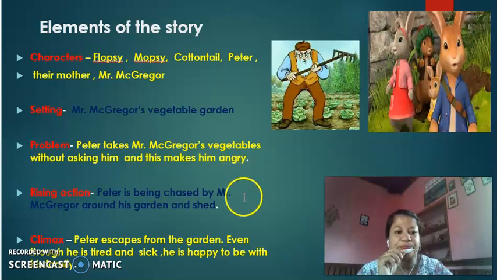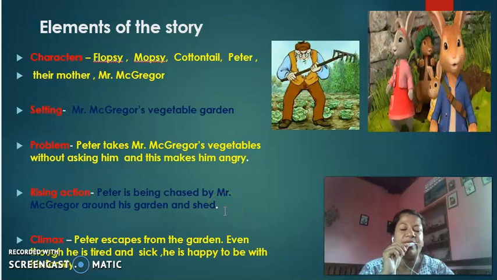Okay, now in the rising action, okay, we would find that Peter is being chased by Mr. McGregor. Peter goes into the garden, Mr. McGregor comes to know, and Mr. McGregor starts chasing Peter. Okay, Peter gets very scared.